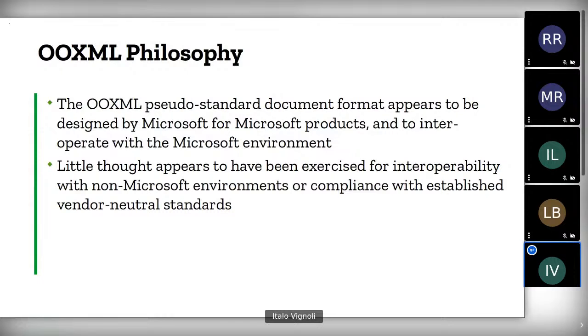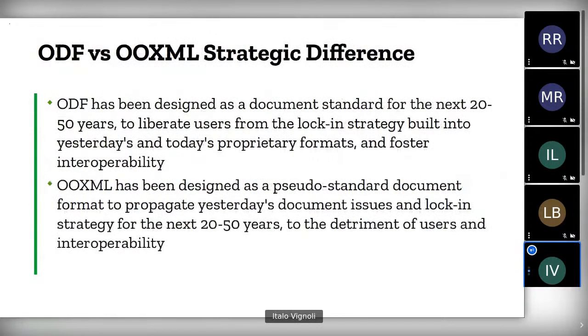So the difference between the two standards is that ODF has been designed with the future in mind, to be a document standard for the next 20 to 50 years, to liberate users from the lock-in strategy, and to foster interoperability. Office OpenXML has been designed with the past in mind, to propagate yesterday's document issues and lock in for the next 20 to 50 years. And this, of course, is to the detriment of users and interoperability.